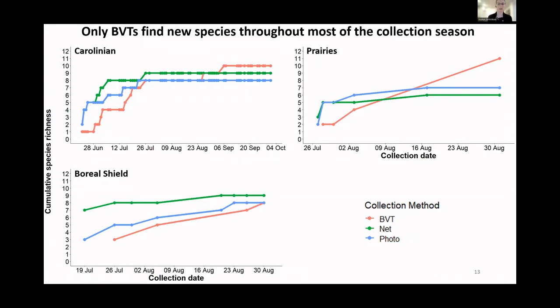And looking across all 3 regions, what stood out is that blue vein traps were the only method that continued to collect new species throughout the entire collection season or most of the collection season. Whereas the other methods all reached a plateau at some point and stopped detecting new species. You can particularly see that in the Carolinian zone.